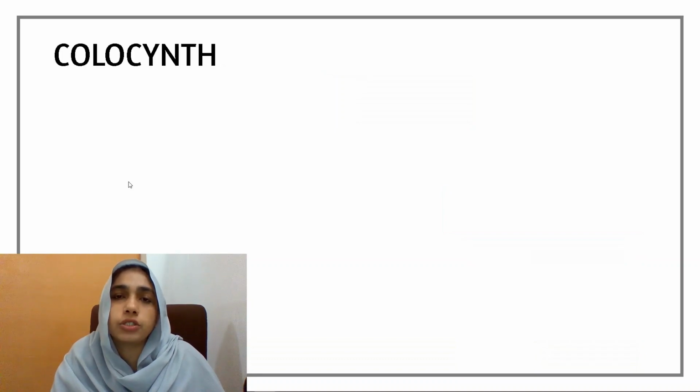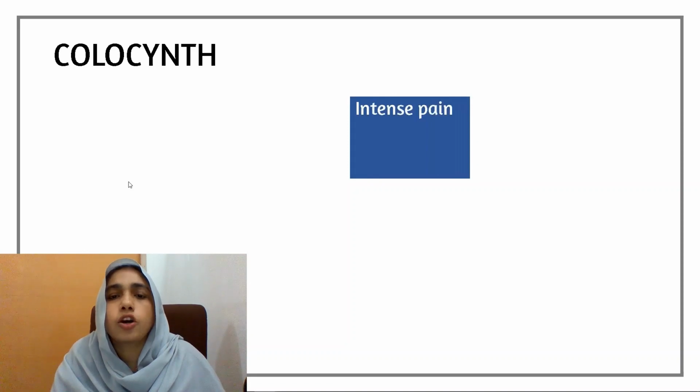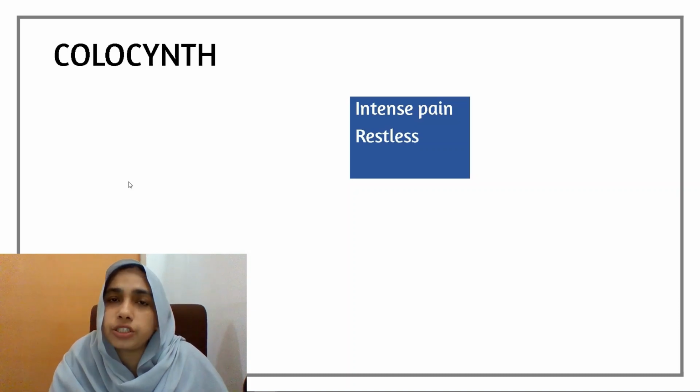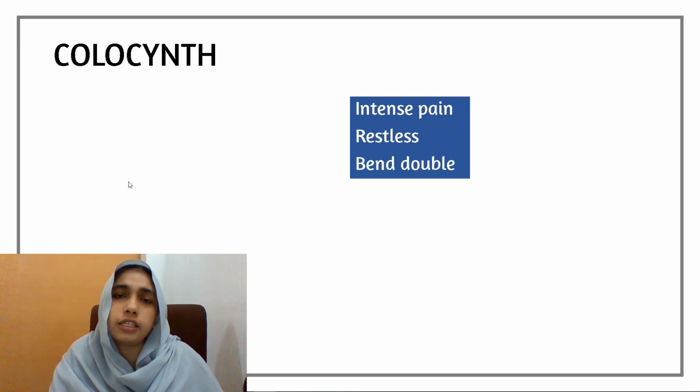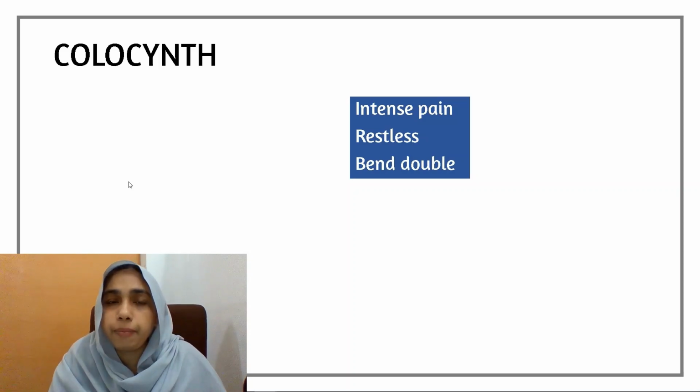Next remedy is Colocynth. Colocynth has very intense pain. You will find the patient having intense pain, and because of this intense pain, the patient is restless. They cannot control the pain. They are moving about. They cannot bear the pain. Because of the intensity of the pain, you will find the Colocynth patients bending double. That is what you will find in Colocynth patients, very severe pain.